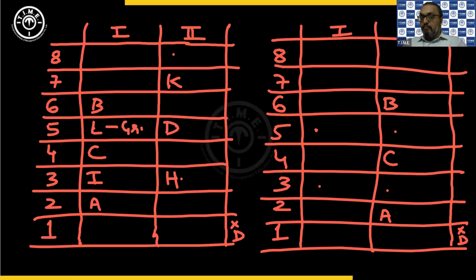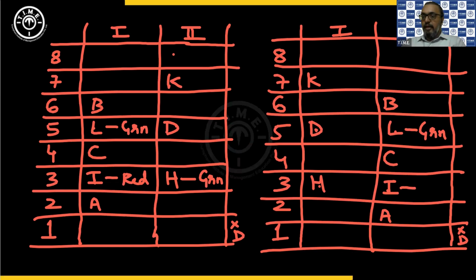So L is green. We know I is red. H is green. And D is in odd position. So the same thing I can do on the right-hand side case also. K in the 7th, leave a gap of 3. H, then I. Now you can place L and D. So L is green, I is red, and H is green.